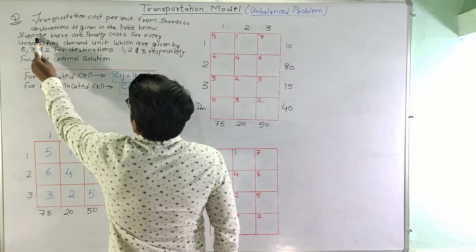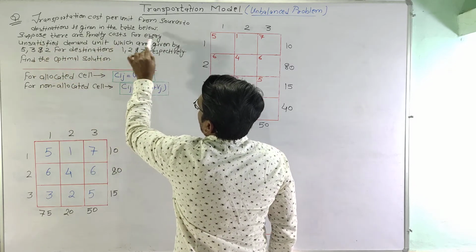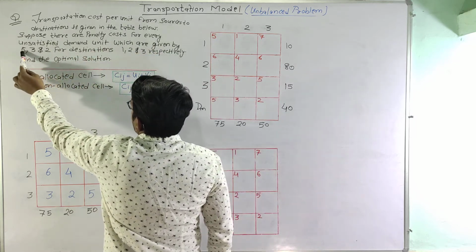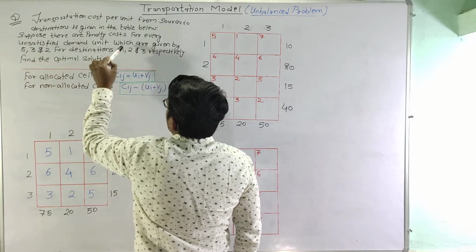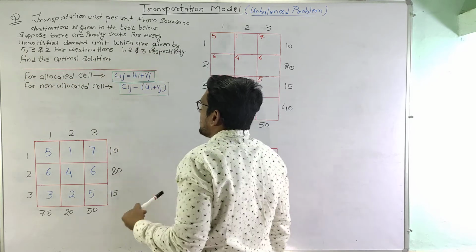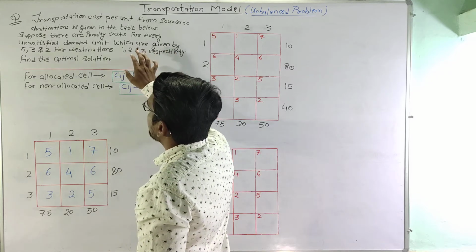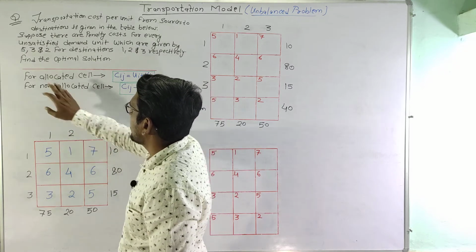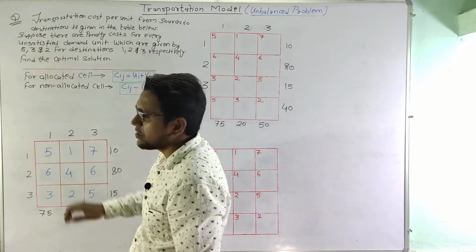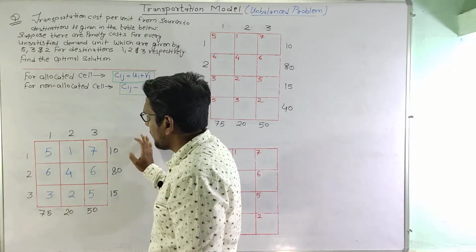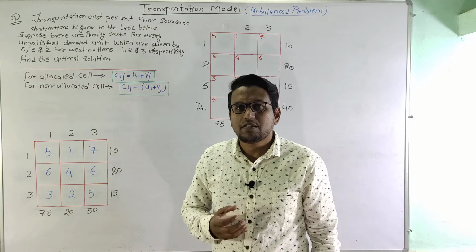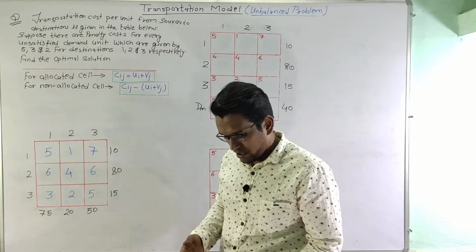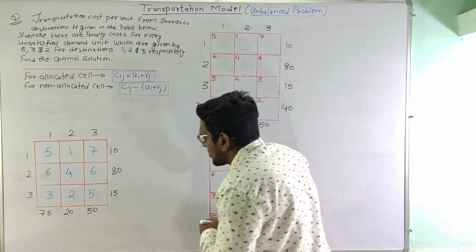Now it says that suppose there are penalty costs for every unsatisfied demand unit, which are given by 5, 3 and 2 for destinations 1, 2 and 3 respectively. That means there is a penalty for unsatisfied demand unit for destinations 1, 2 and 3, and they are 5, 3 and 2 respectively. So now let us first see whether our problem is balanced or unbalanced. That means whether the total supply is equal to total demand or not. So let us see here.